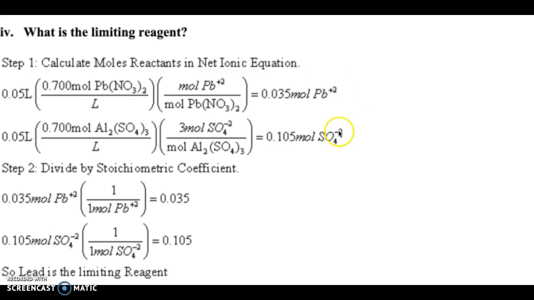To figure out the limiting reactant, we have to divide the number of moles by the stoichiometric coefficient, as we did in the previous chapter. So in this case, we divide this by the actual coefficient in the net ionic equation, which is 1 mole of Pb, so we get that number. And then for this one, we divide it again by 1, which is also the coefficient in the net ionic equation, so we get 0.105. And that tells us that lead is a smaller number, so that's the limiting reactant.